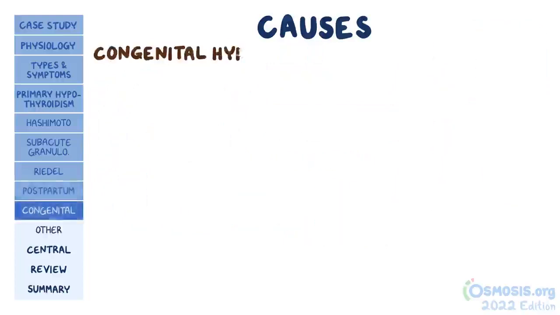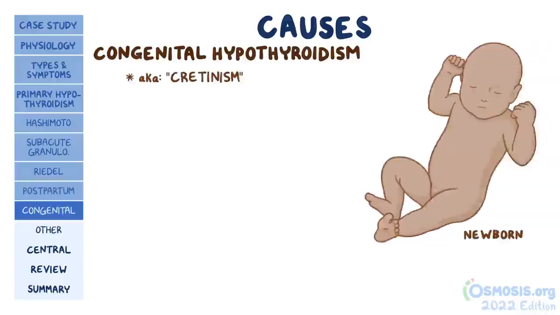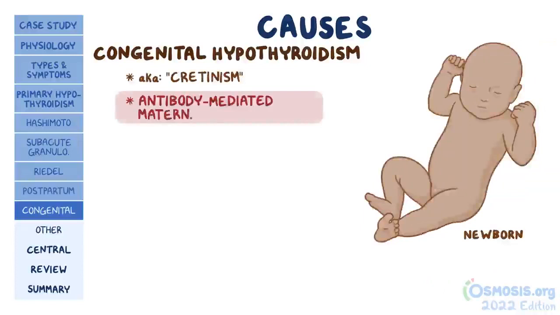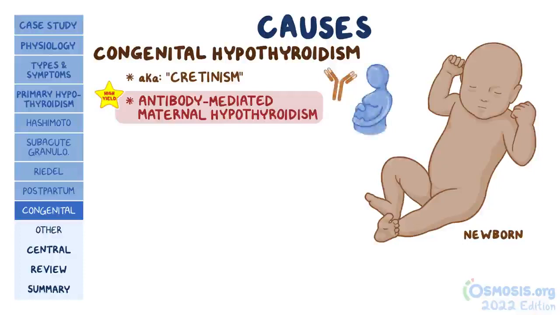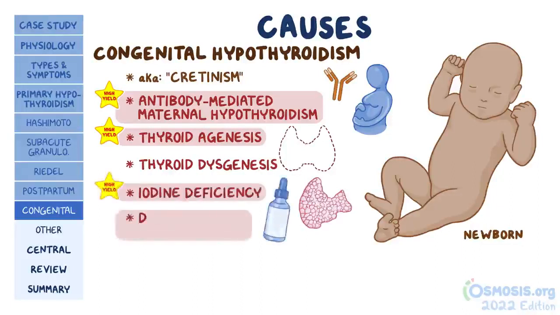Next, we have congenital hypothyroidism, also called cretinism, which affects newborns. It can be caused by antibody-mediated maternal hypothyroidism, which is when the maternal antibodies can destroy the newborn's thyroid. Other causes include thyroid agenesis, when the thyroid gland doesn't form at all, or thyroid dysgenesis, which is when the thyroid gland is abnormally formed, and this is also the most common cause of cretinism in the US. Finally, it can be caused by iodine deficiency, or by dyshormonogenic goiter, which is when there's a lack of enzymes for the synthesis of thyroid hormones.